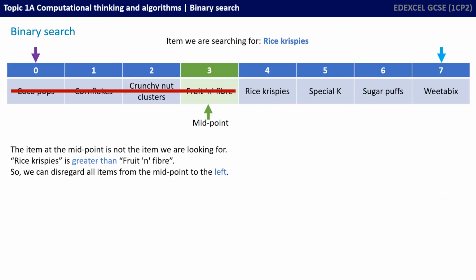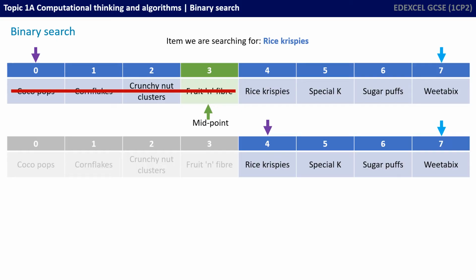So we're now going to check the item that is indexed 3 to see if it's the one we're looking for. So let's assume we're looking for Rice Krispies. Well, Fruit and Fibre is not Rice Krispies, it's greater. So we can disregard all items to the left. We know it can't be one of those. The left pointer now becomes the midpoint plus 1. We can now repeat the algorithm.